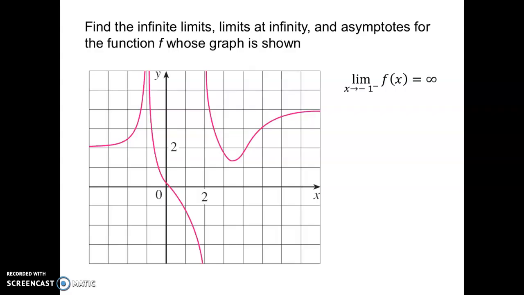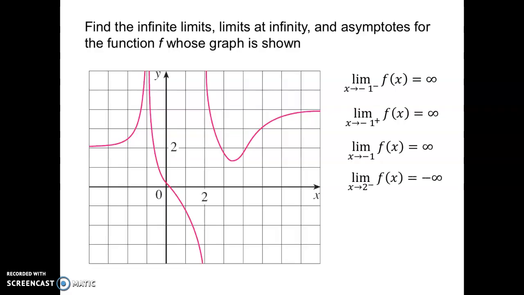So let's write them. The limit as x approaches -1 from the negative side is equal to positive infinity. As x approaches -1 from the positive side also approaches infinity. These two, again, are the same tendency. So we say the limit as x approaches -1 tends toward infinity.